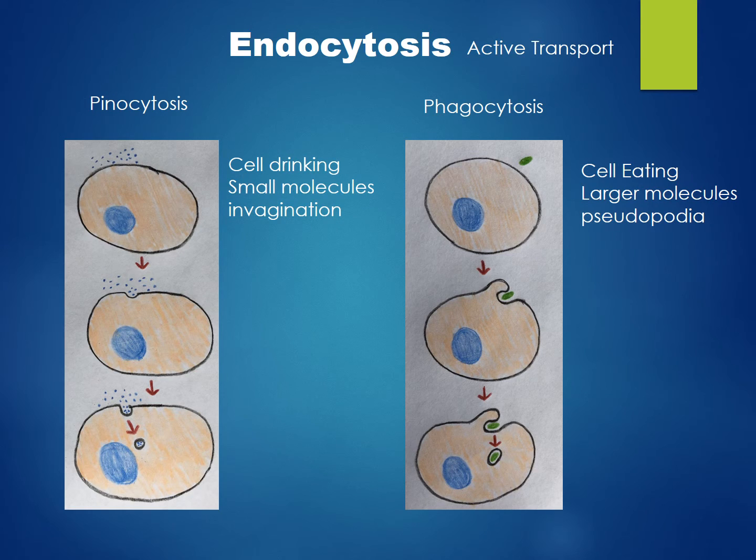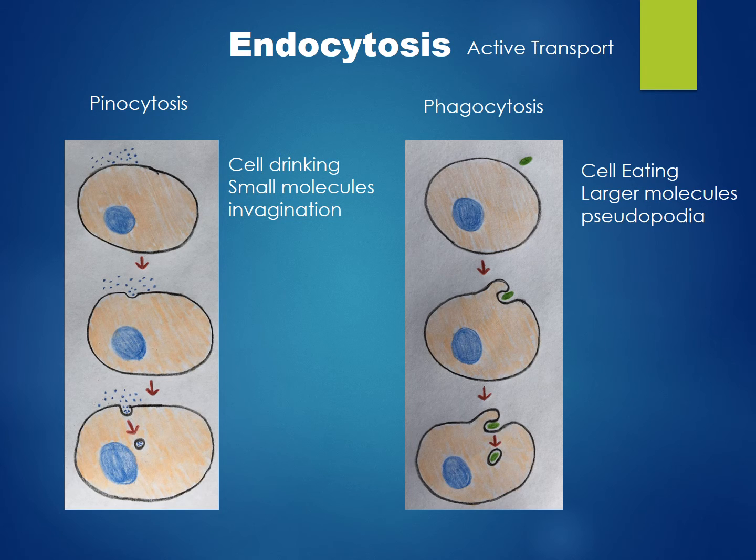When looking at the illustration for pinocytosis, you can see a slight indentation form in the cell membrane, and eventually it completely surrounds the small extracellular molecules. Invagination is the term used to describe the process of pinocytosis.